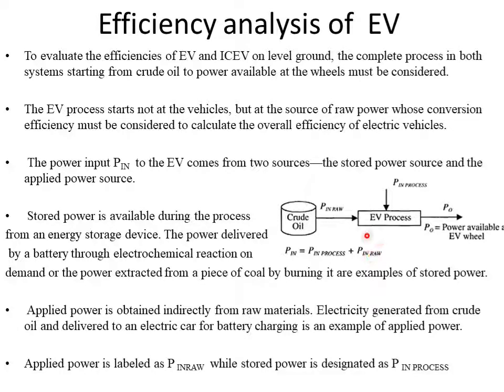This applied power is usually represented by P_in,raw, that is from the raw material, and P_in,process represents the stored power. So total input is equal to P_in,process plus P_in,raw. You can see that P_in,raw is coming from the crude oil, and P_in,process from the stored power sources, and this is given to the EV process, and the output power is represented by P_0. Now we will see what is happening inside the EV process.